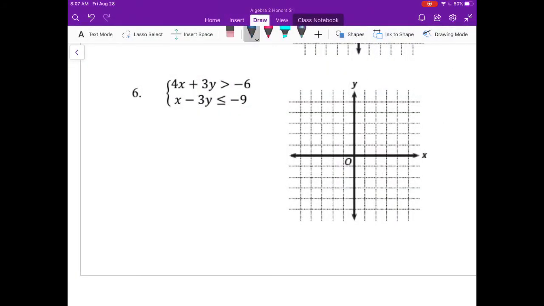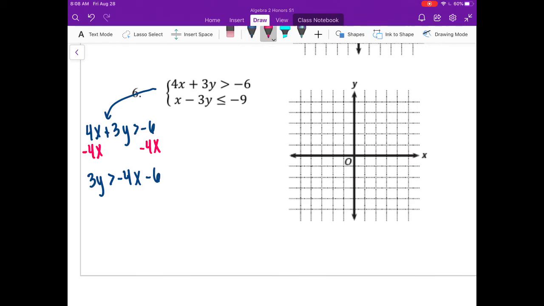Okay, let's go ahead and do number 6. Number 6 looks a little different than 4 and 5. We're going to start by rewriting our inequalities so that way y is by itself. So I want to subtract 4x, and I get 3y is greater than -4x minus 6. And then I'm going to go ahead and divide everything by 3. So I get y is greater than -4/3 x minus 2.